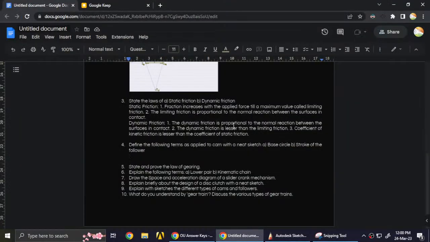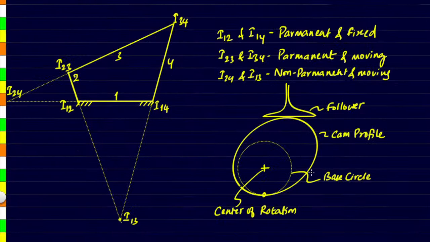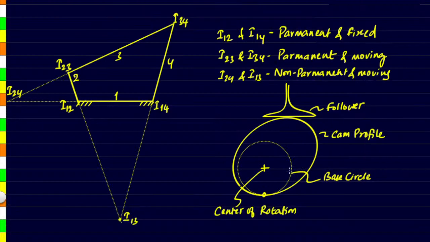And what else is he asking? Base circle and stroke of the follower. The stroke of the follower will be dependent on the maximum distance. If we take this line, this is the axis about which the follower is reciprocating, the axis of follower. So stroke is the maximum length by which the follower moves.